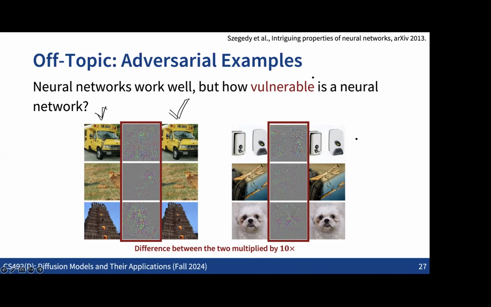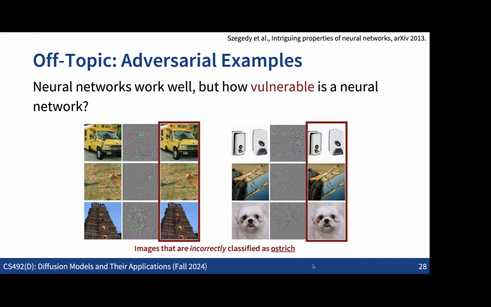The second column here visualizes the difference between the left image and the right image multiplied by 10 times, showing the difference of the pixel colors for each of the cases. And you can see that the difference between these two is very small, very tiny, basically very small perturbations of the images on the left-hand side. But what happened is that if we add very small, very tiny noise to the leftmost images, the previous classifier classifies all these images as an ostrich.